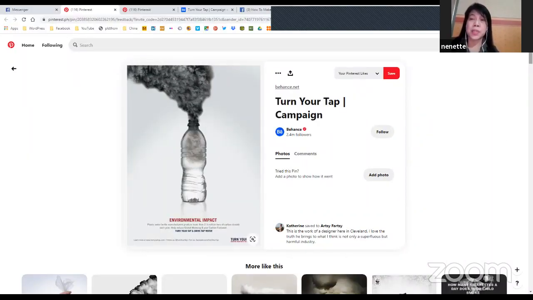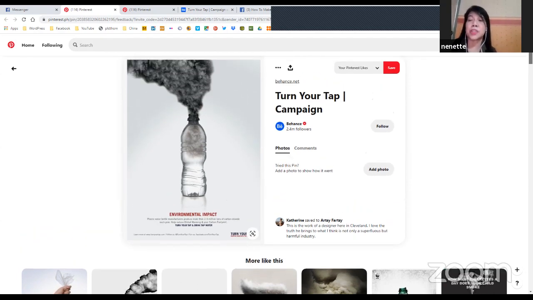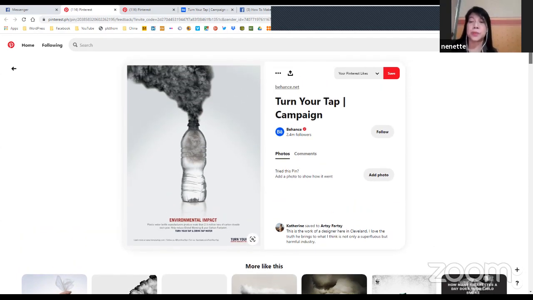picture, one visual. This is about water, preserving water. Okay? So you have a bottle there, and what happens to our water? If we waste our water, this is what happens. It has a text down there, and so it is what? It is persuasive. The tone of this is persuasion. It wants to persuade you. It wants to tell you, please preserve water, or else this is what's going to happen to us.